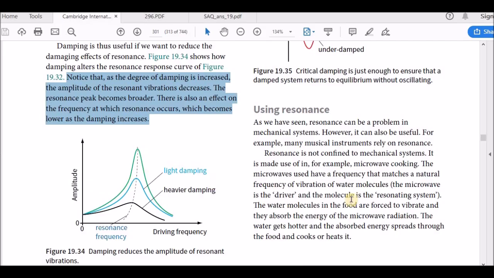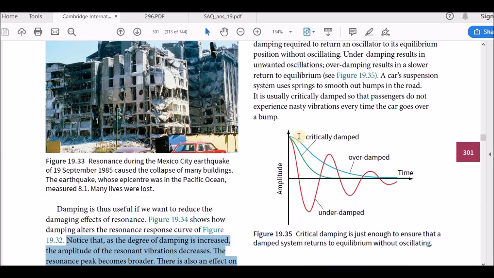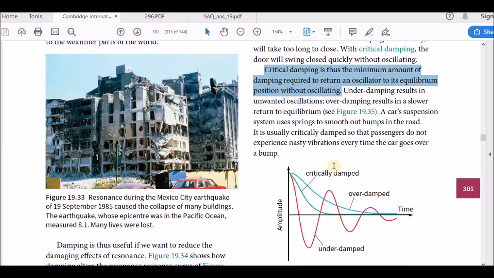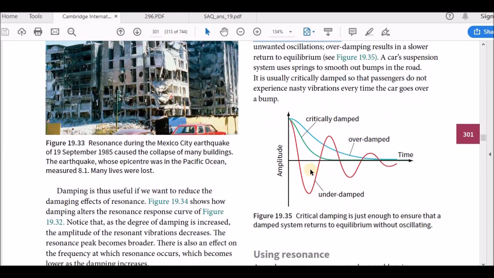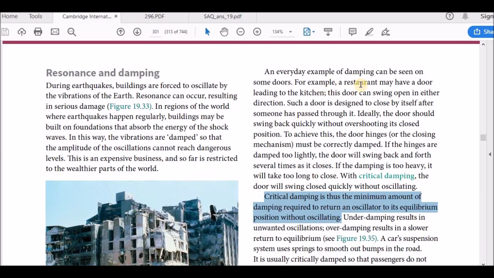Okay, as the damping increases, this happens. Alright, then this is also a very important graph. Okay, like I said, this graph is very important. We can explain this using an example of the restaurant door. Okay, for example, a restaurant may have a door leading to the kitchen.